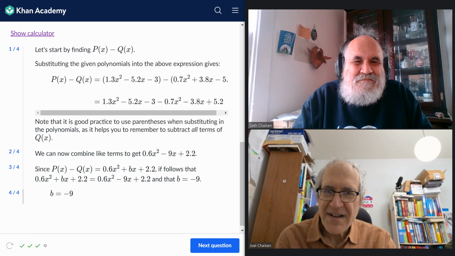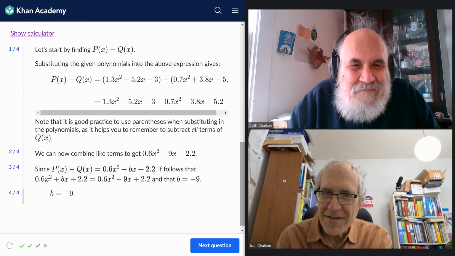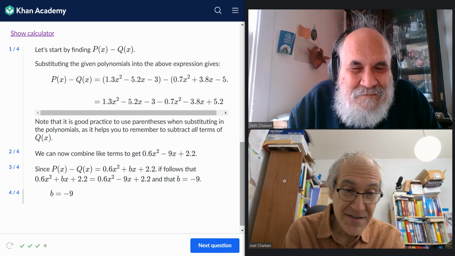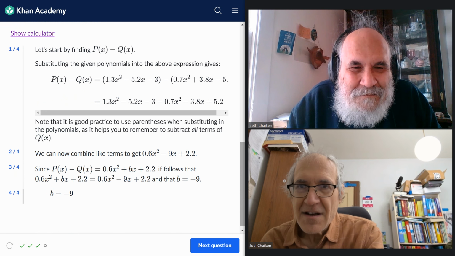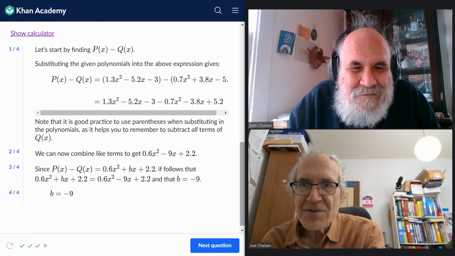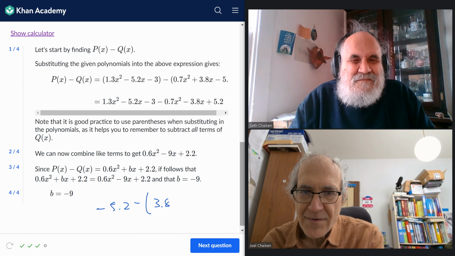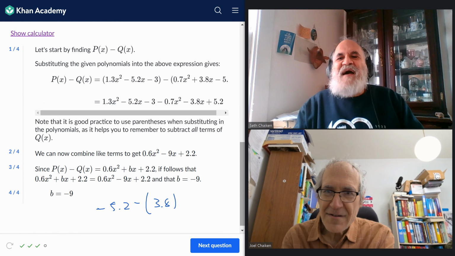Four steps, so it's not that bad. Okay. So wow, that's a complete waste of time. No, but they do say it is a good idea to use parentheses. And I don't know if you remember, but I even used parentheses when I did the constants, negative 5.2 minus. Okay. It's a good idea to use parentheses. Overdose on parentheses.